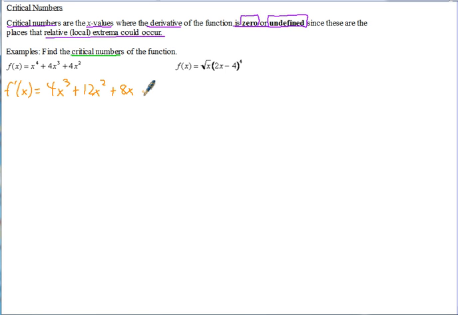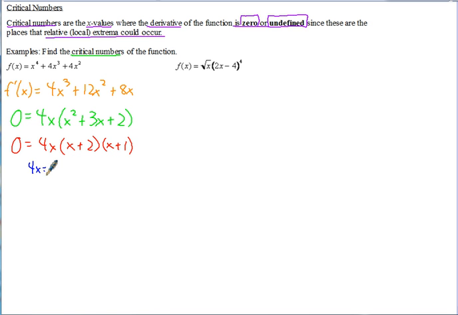In this case, there's no denominator, so it won't be undefined, so we just have to figure out what makes it 0. What helps here is to factor out the GCF of 4x, which leaves us with x squared plus 3x plus 2. That factors further into x plus 2 and x plus 1. One of these has to be 0, so either 4x equals 0, x plus 2 equals 0, or x plus 1 equals 0. This gives x equals 0, x equals -2, and x equals -1. So those are our critical numbers.